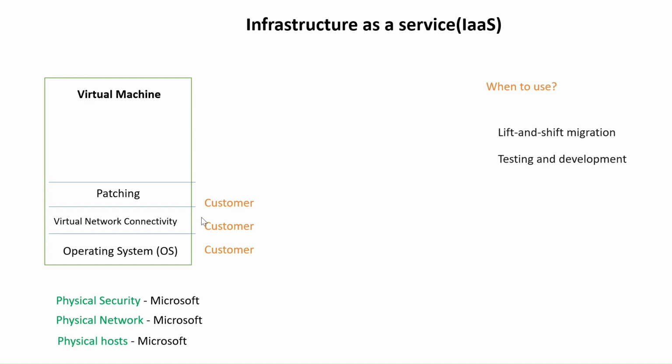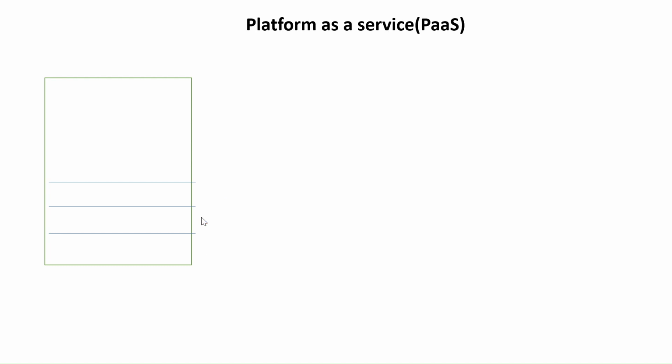And then testing and development. Okay, let's say there is a set of standards and configurations that you have applied in the test environment and in the development environment, and you want to test all of them at once. Then you can use this to quickly provision and deprovision. Right, hope this makes sense. Now let's move on and try to understand what is PaaS, which stands for platform as a service.